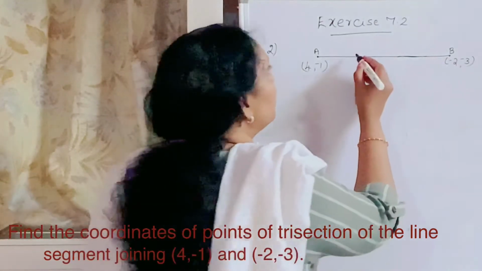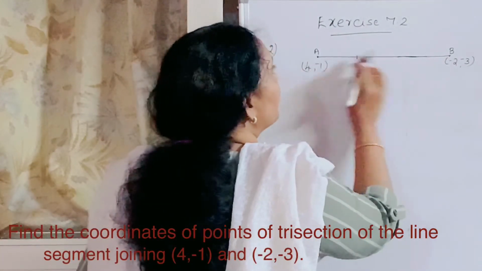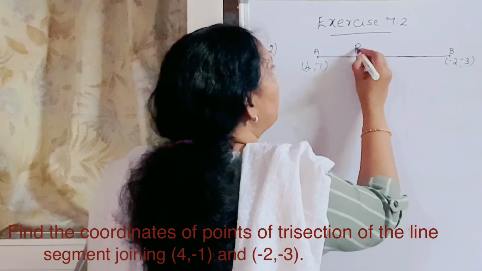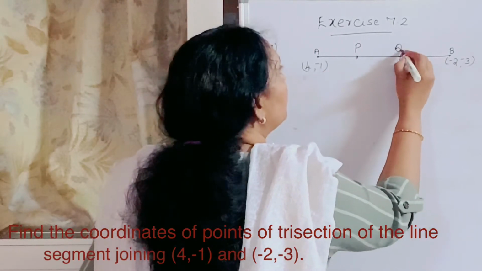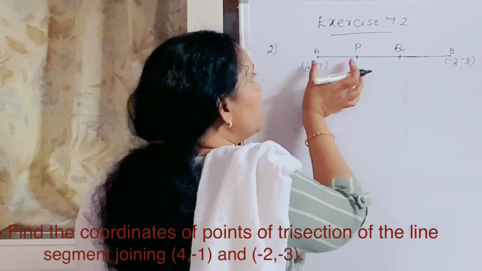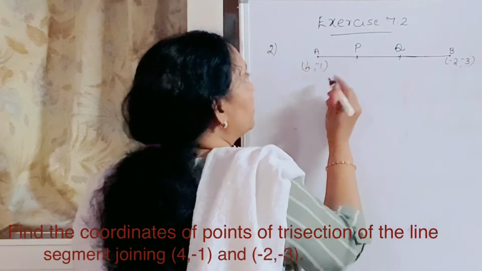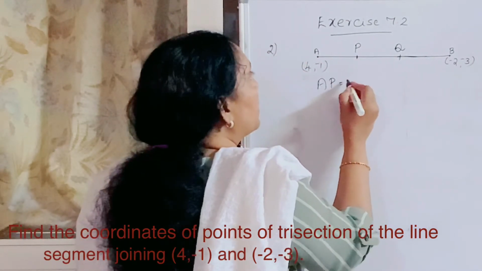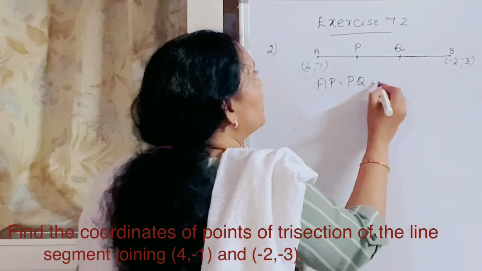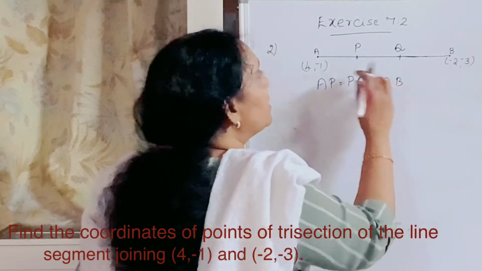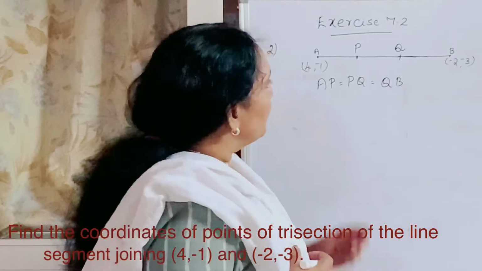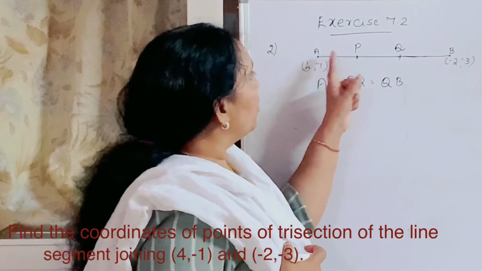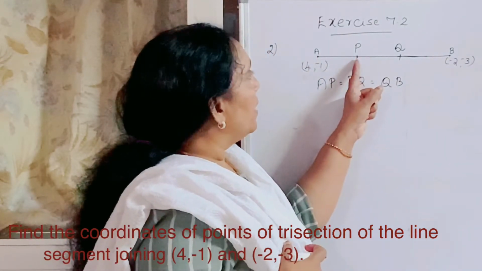So here the 2 points which are trisecting the line segment AB are P and Q. This means AP is equal to PQ is equal to QB. This is the meaning of this. Then what will be the ratio of AP and PB?